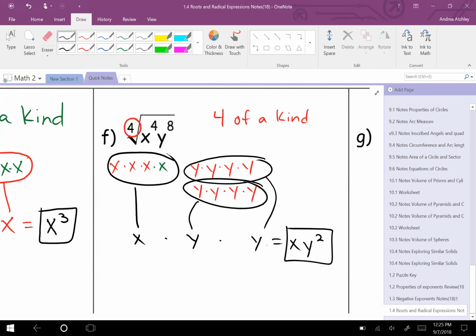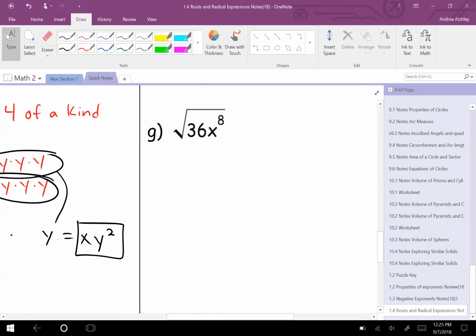Doing good? Okay, G. Hopefully we all know, what's the square root of 36? 6. Okay. And then we'll write out eight x's. And again, there's nothing here, so I need 2 of a kind.